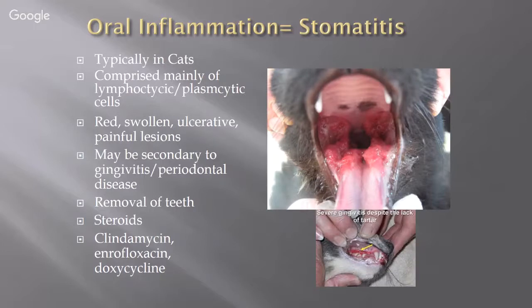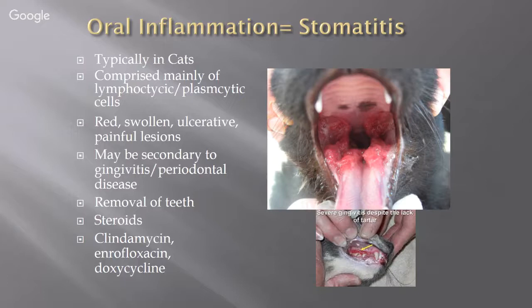This is something that we are seeing more and more of. I'm not sure really what causes this, but it could be secondary to gingivitis or periodontal disease. It almost looks like a severe allergic reaction to the bacteria that's within the mouth. We see this stomatitis or inflammation of the mouth within cats, and it's mainly made up of lymphocytic and plasmacytic cells. So these are the immune cells.